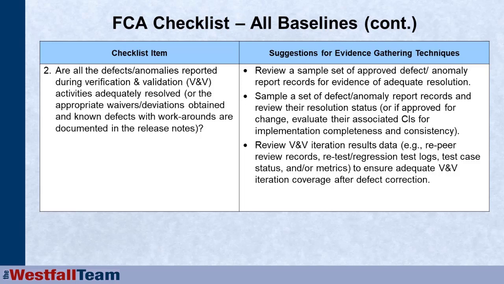You may review a sample set of approved defects or anomalies. So go in to the configuration status accounting information and sample a set of defect records and look to make sure in that record there's documented evidence that it's been resolved. You can see what it has been resolved in. Hopefully, depending on the sophistication of your configuration status accounting system, the testing record should also be there.